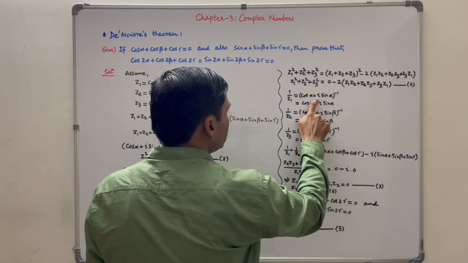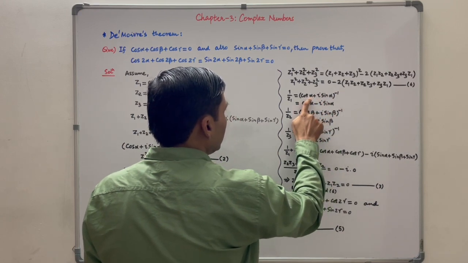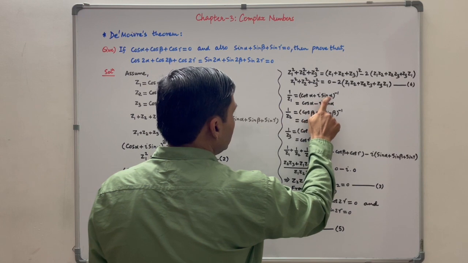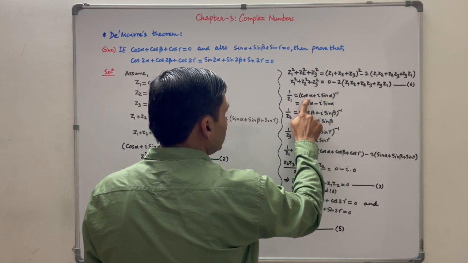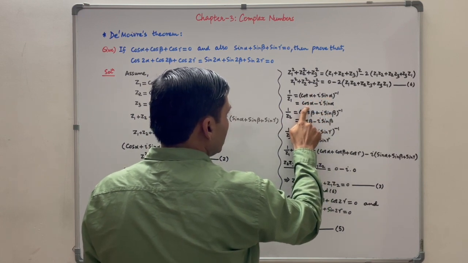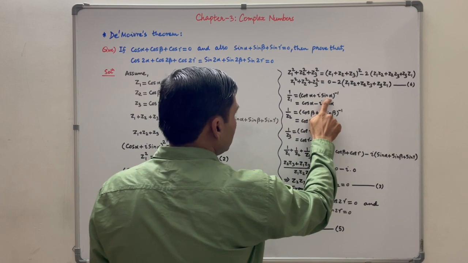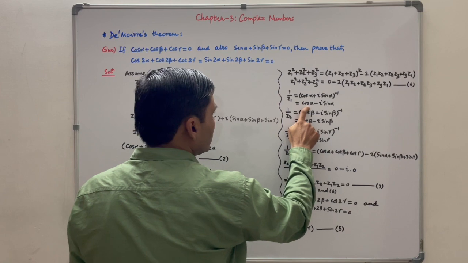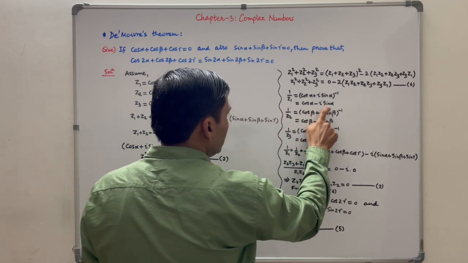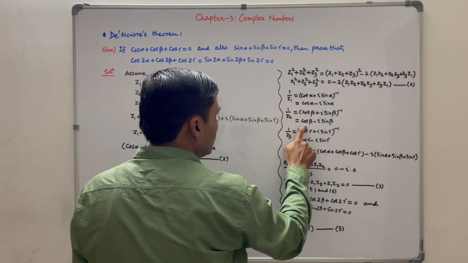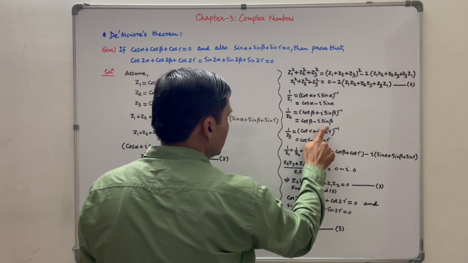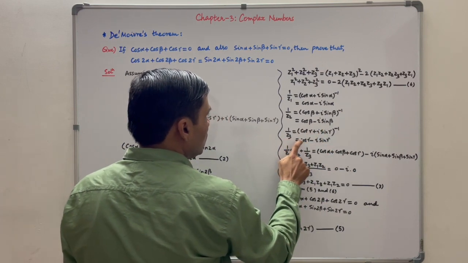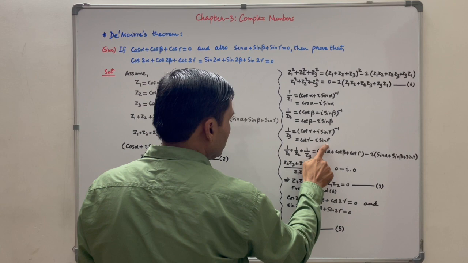As per De Moivre's theorem, it is equal to cos minus alpha plus i sin minus alpha. Cos minus alpha is equal to cos alpha, and sin minus alpha is equal to minus sin alpha. So 1 by z1 is equal to cos alpha minus i sin alpha. 1 by z2 is equal to cos beta minus i sin beta, and 1 by z3 is equal to cos gamma minus i sin gamma.